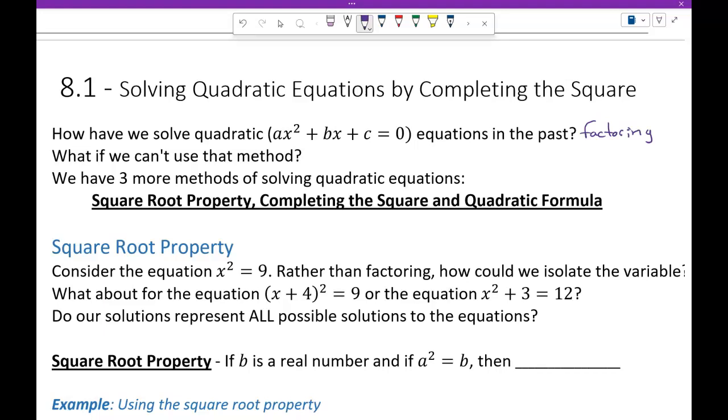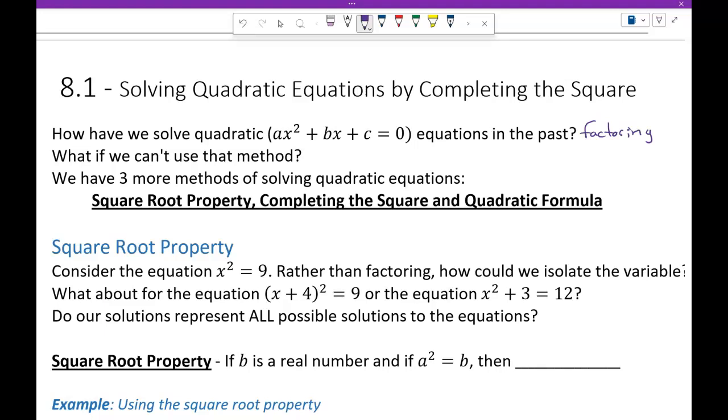These all have their own special place and time where we're going to use them depending on the structure of the equation. And what I really encourage you to do is focus closely on the structure of the equations and how they relate to the problems that we are using or the method that we're using to solve them. So we'll start with our square root property.